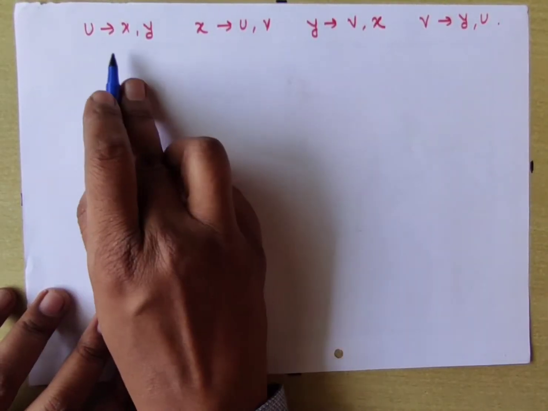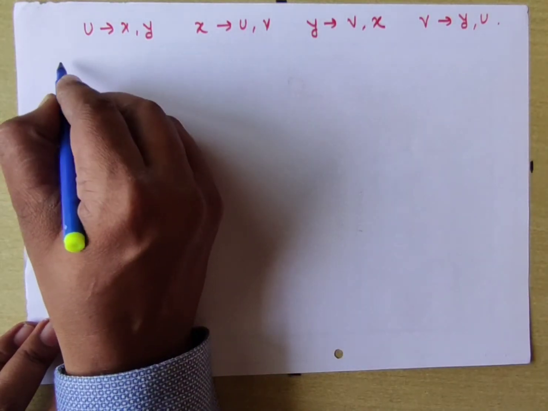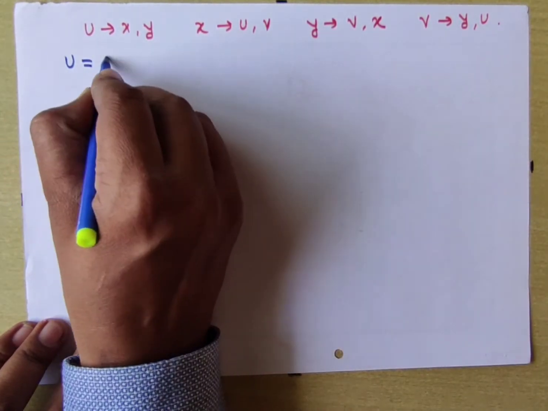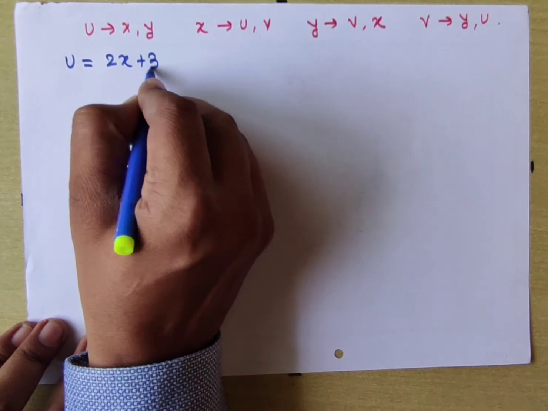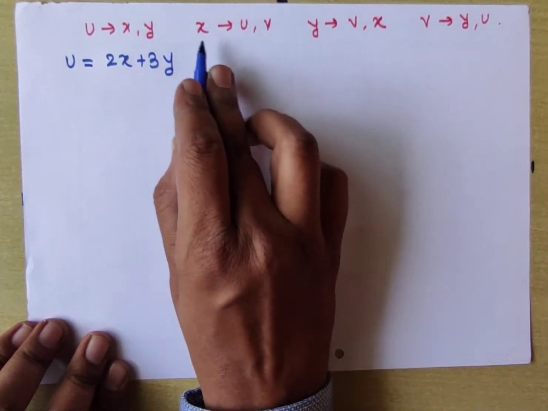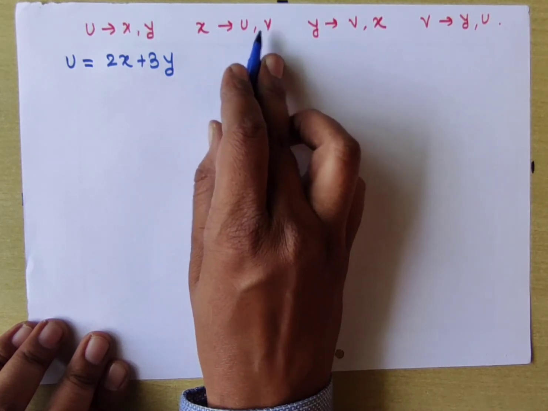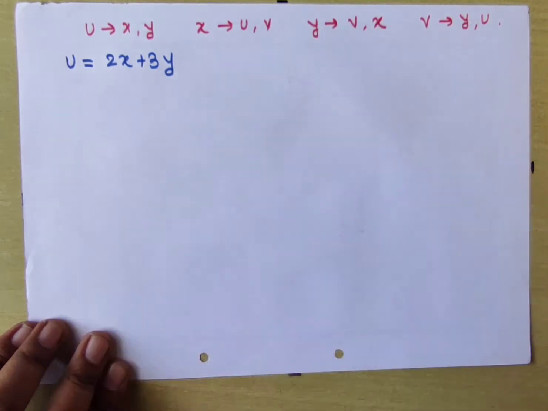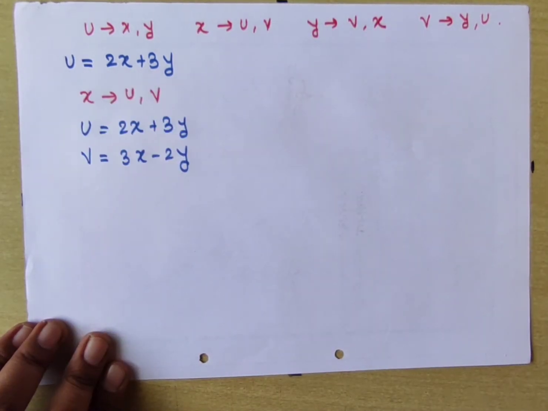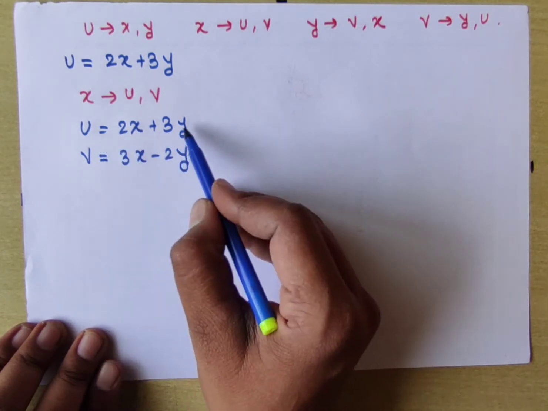So we require these four relations. Out of these, one relation is directly given, that is u is equal to 2x plus 3y. That is already given in the question. Now how to find a relation between x in terms of u and v? So we need to find the value of x in terms of u and v. These two relations are already given in the question, the value of u and the value of v.